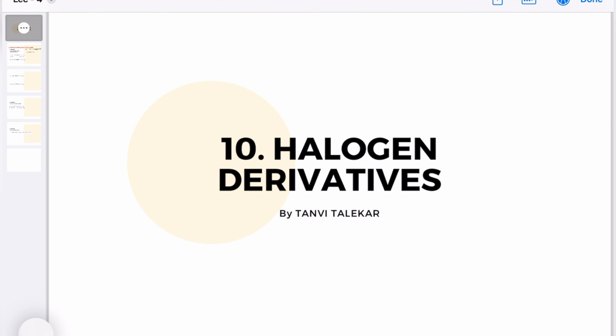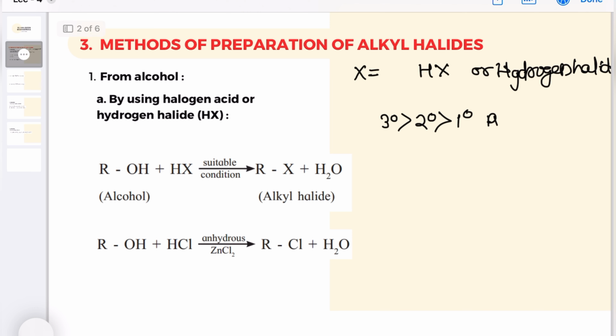In last lecture we studied the nomenclature of halogen derivatives. In that we saw the common names and IUPAC names for the alkyl halide compounds, aryl halide compounds and the haloarenes. In today's lecture we start a new topic from this same chapter, halogen derivatives: the methods of preparation of alkyl halides. There are 5 methods for preparation of alkyl halides. In today's lecture we just discuss the first method, that is from alcohols.